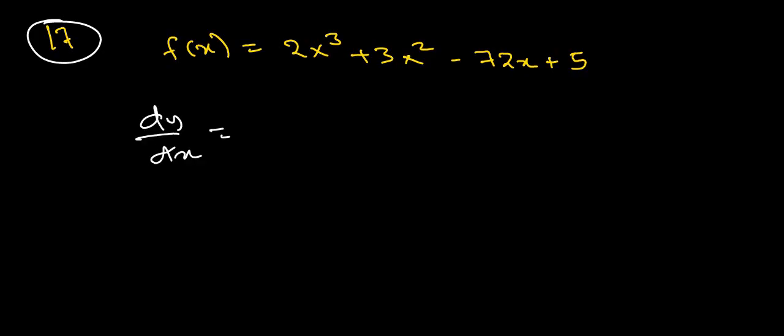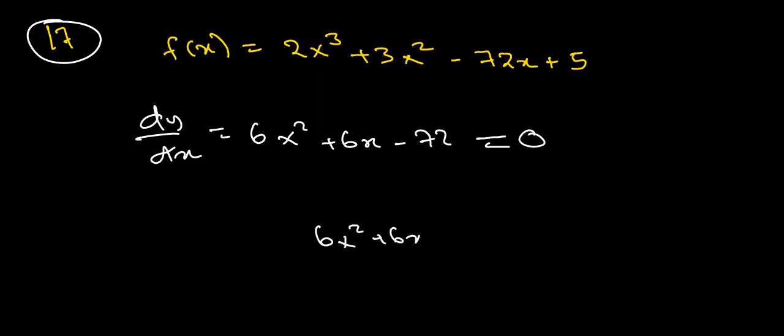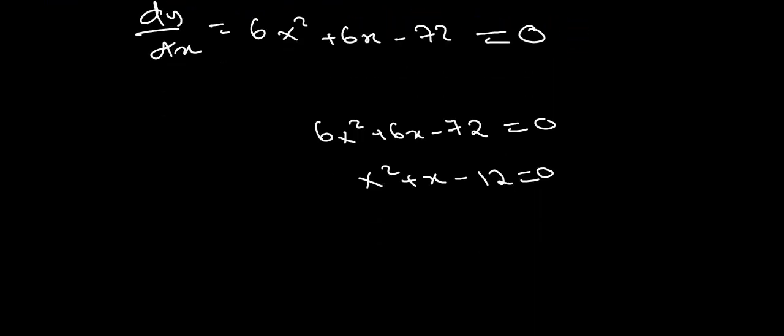So the dy/dx is going to be 6x squared plus 6x minus 72. Then once you get the derivative, like the way we've done here, equate it to 0 and solve. x squared plus x minus 12 is equal to that. We're dividing everything by 6, right? So that we reduce it. Here we're going to solve this.